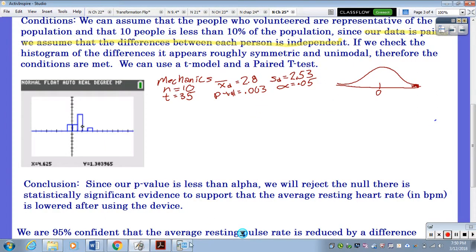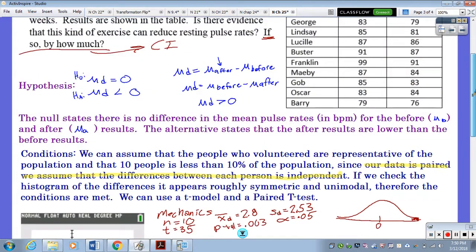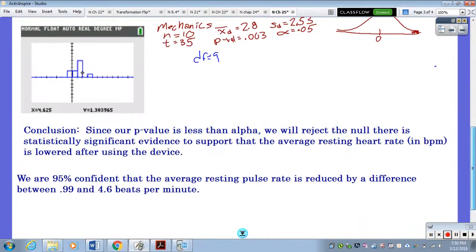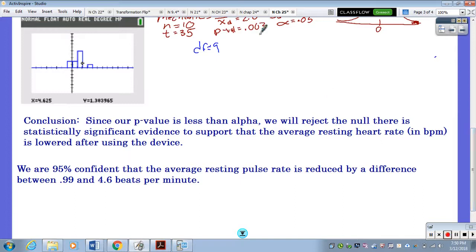For the degrees of freedom, you can do n minus 1. We had 10 subjects, so our degrees of freedom here would be 9. And then everything else just stays the same. So our p-value again, low, reject the null, there's enough evidence, you know the drill.